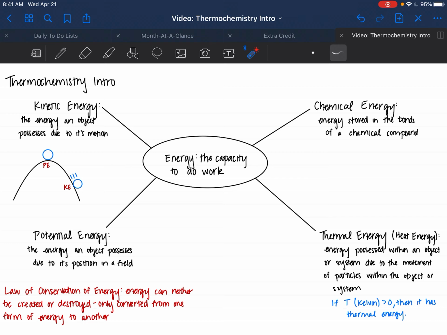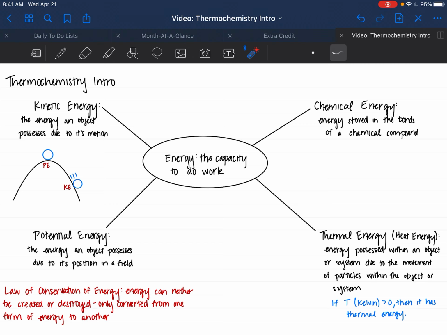Thermal energy, which you'll also see called heat energy, this is the energy possessed within an object or system due to the movement of particles within the system. So if your temperature measured in Kelvin is greater than 0, then it has thermal energy. It doesn't matter if that temperature is extremely low, it can be very, very cold, but if those particles are still moving, even just a tiny bit, then it has thermal energy.